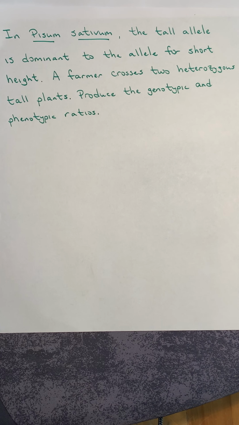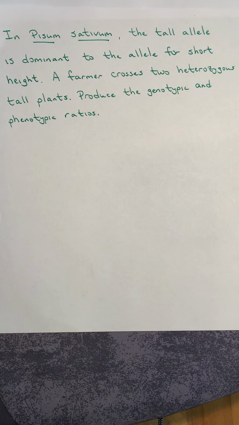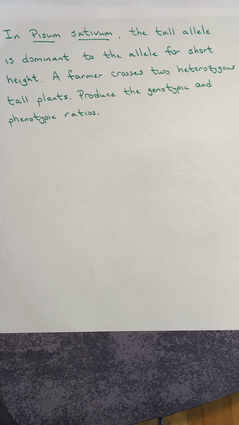Hello everyone. Let's go ahead and start going through these genetics problems. We're going to take a look at the parents and predict what their offspring could be and produce genotypic and phenotypic ratios and all sorts of vocabulary. You'll see. So let's start with an example of the common garden pea that Mendel studied.